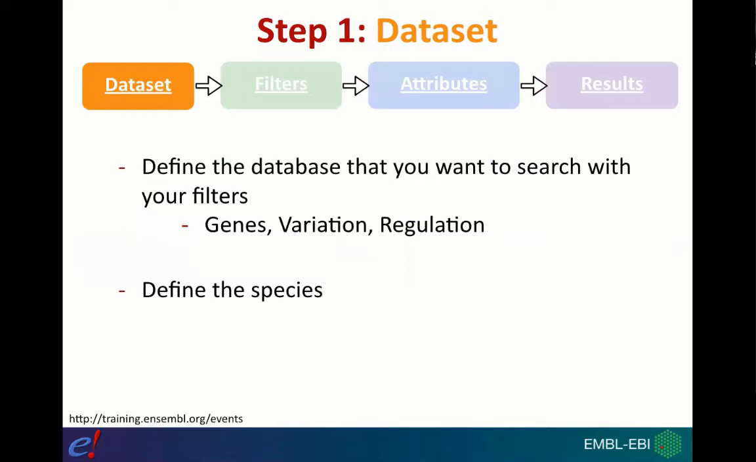So step 1 is the data set. Firstly, you define the type of database that you want to search. That might be genes, variation, or regulation, most commonly. And then you also need to choose your species of interest. So in step 1, you would say, for example, I would like to query the human genes database, as an example.